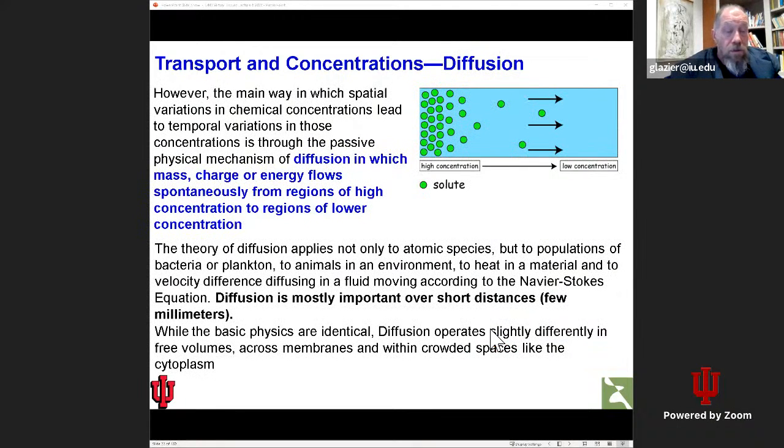The main thing that we're going to focus on for the next class or two is going to be diffusion. And diffusion is a passive process. The things we've been talking about so far are all active ones. It's a passive process, and it's a result of essentially random movement and entropy.